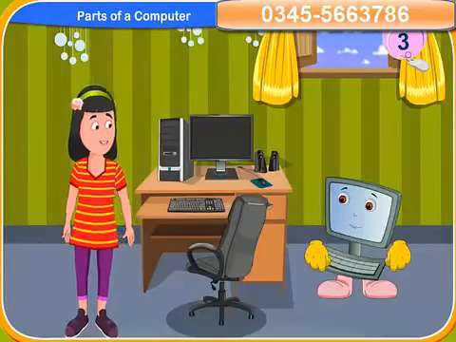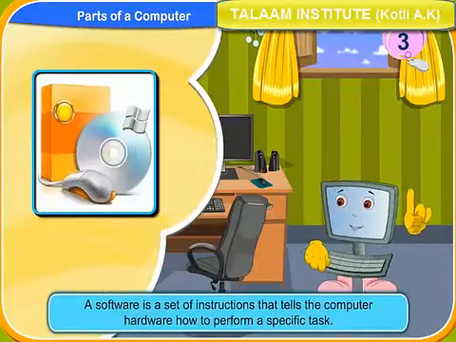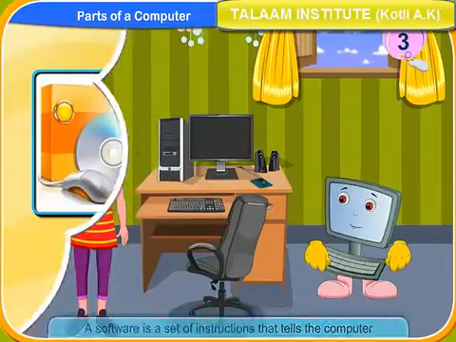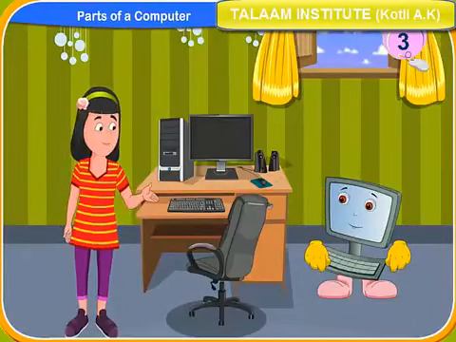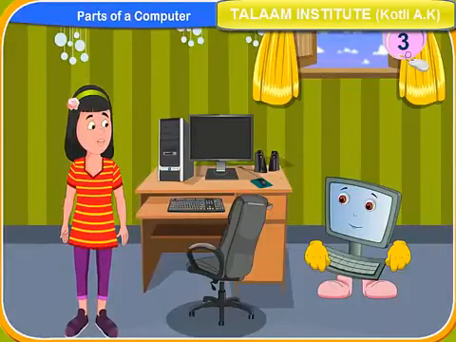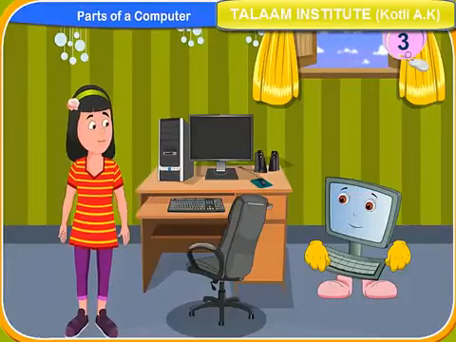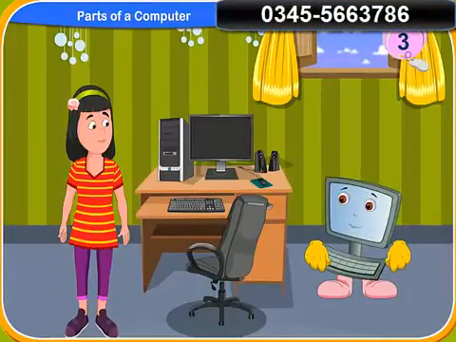Then what is software? A software is a set of instructions that tells the computer hardware how to perform a specific task. I understand. As the computer hardware cannot work by itself, it needs some step-by-step instructions to perform a task given by a software. Very good, Rennie. You are absolutely right.